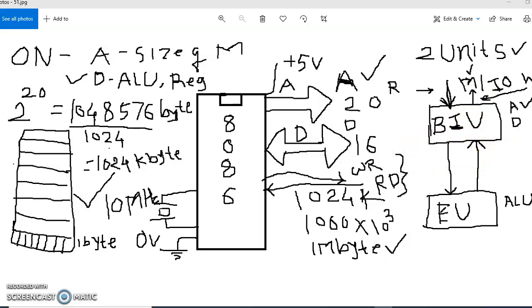The 8086 has only two functional blocks, only two units, the BIU, bus interface unit, and the second is the EU, that is the execution unit.